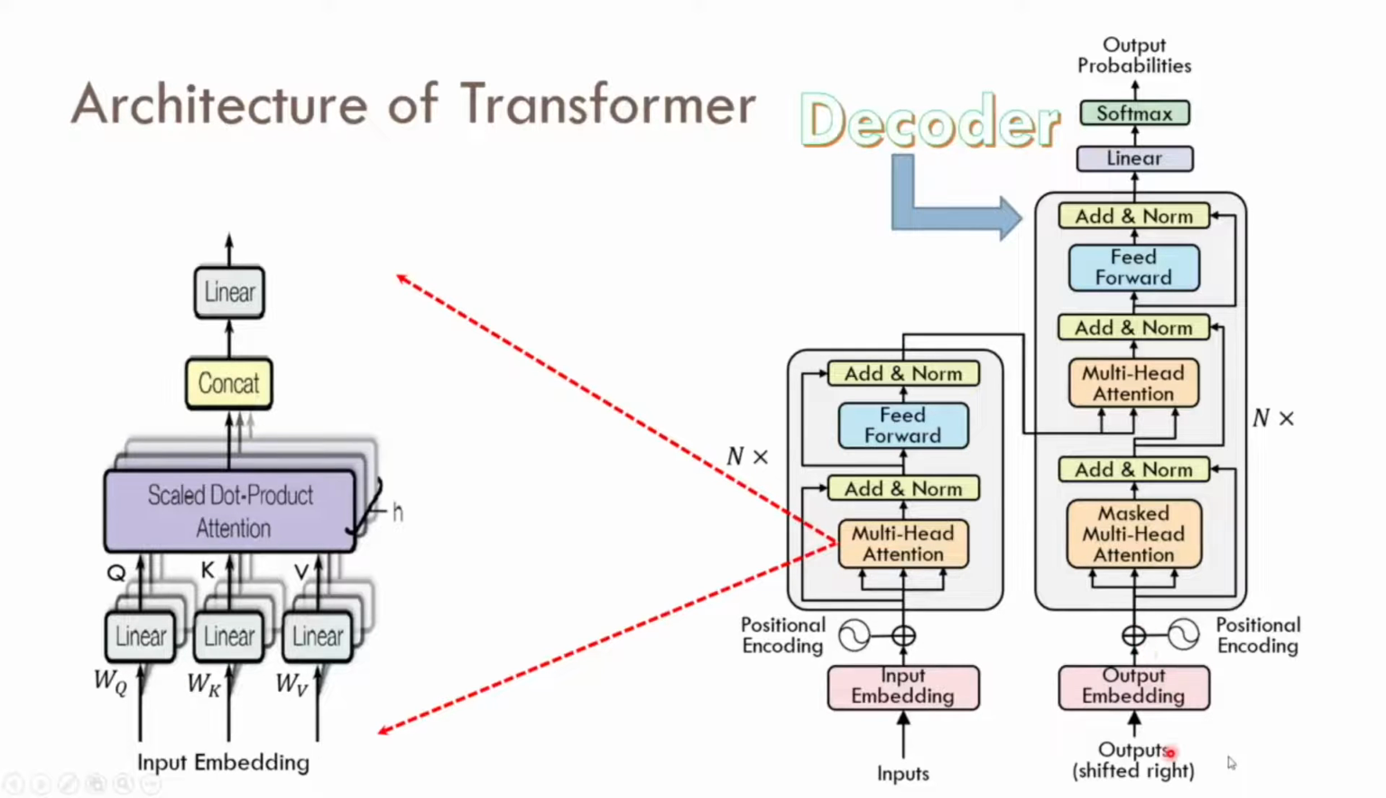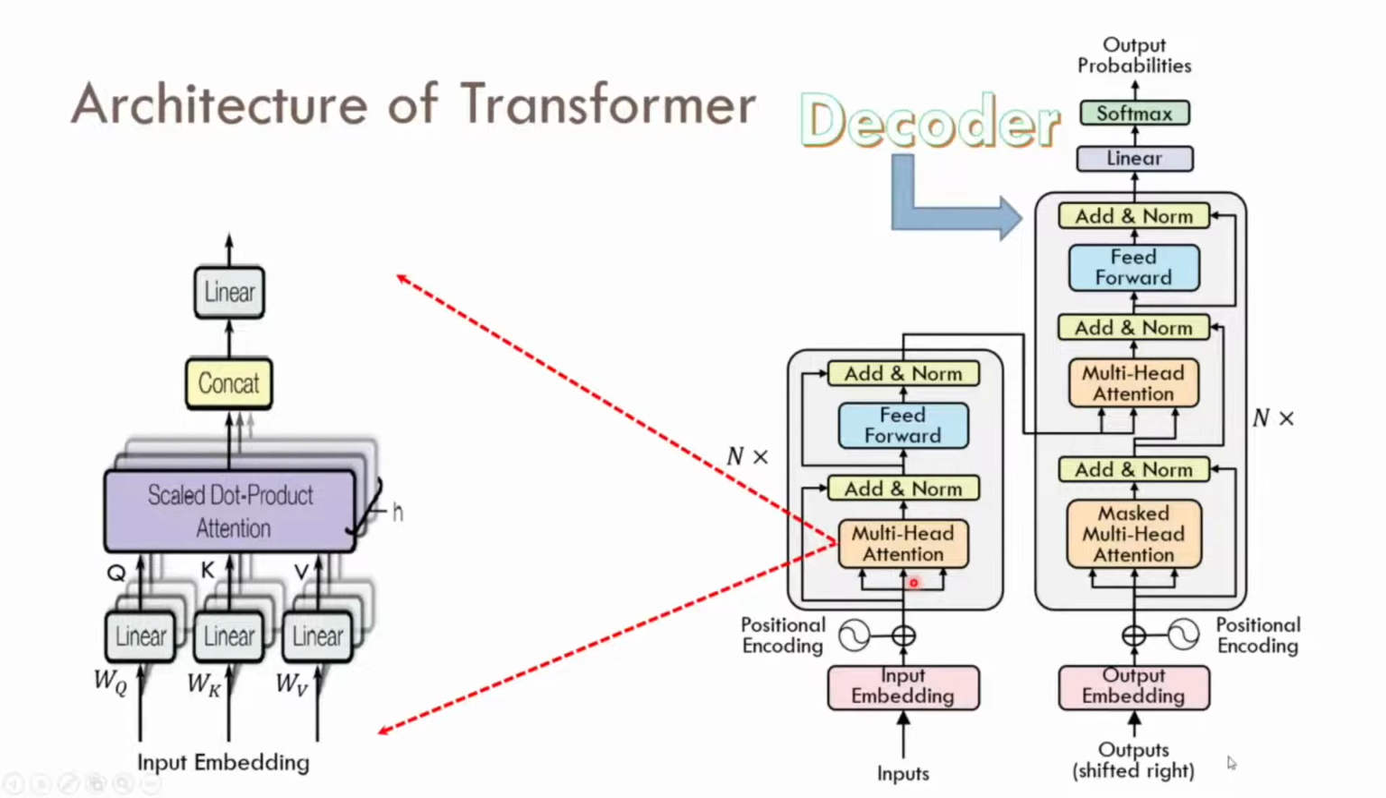So next is the decoder part. First, what is the input to the decoder part? The input to the decoder part is nothing but the output embedding, the output produced so far. Whatever output is produced is fed back as input. It is shifted right, so that it indicates that the next word has to be computed.